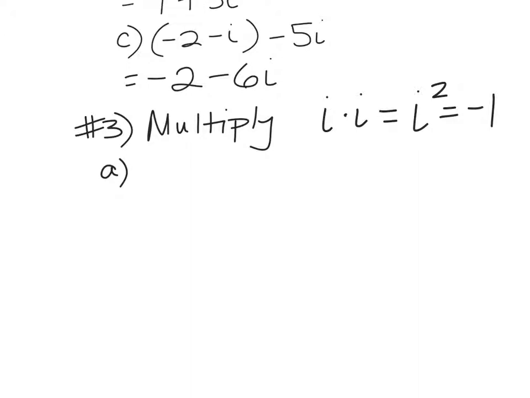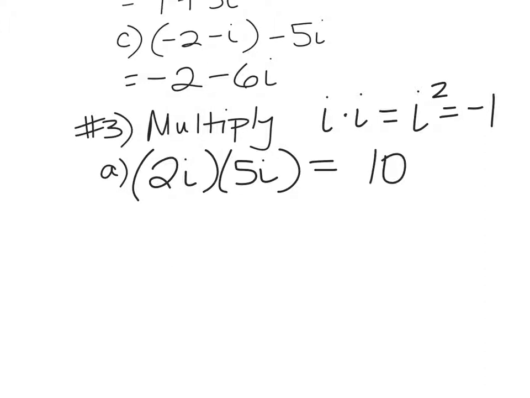Okay? So knowing that, let's do this. 2i times 5i. I have a positive number 2i times a positive number 5i. I'm going to multiply those together, and I get 2 times 5 is 10. i times i is i squared. So this is just negative 10.